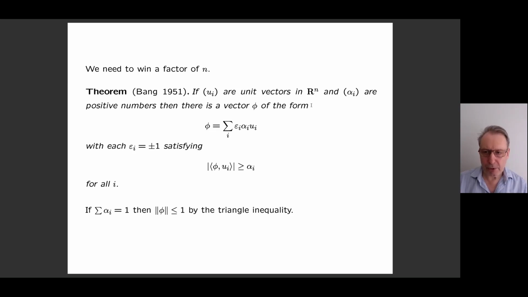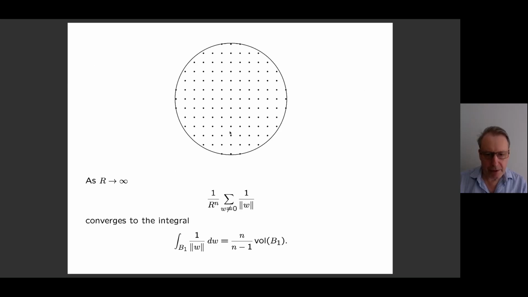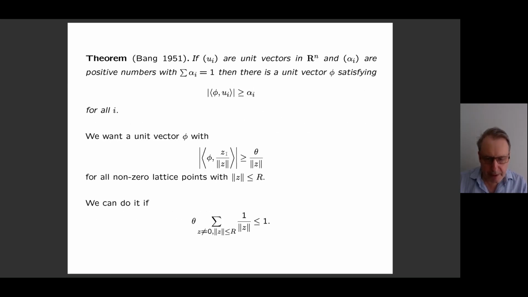Now, in the case that you're told these weights add up to 1, which was the original hypothesis of Bong's theorem, then by the triangle inequality, the norm of this phi is at most 1, because you've got the signs, the alphas, and unit vectors. But this is only going to be a good estimate if these u_i more or less point in the same direction. And we're applying this theorem to all these scaled integer lattice points. So you take the integer lattice points and form unit vectors by scaling them by their lengths.